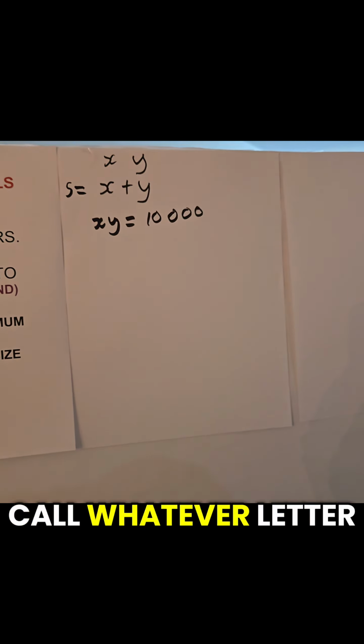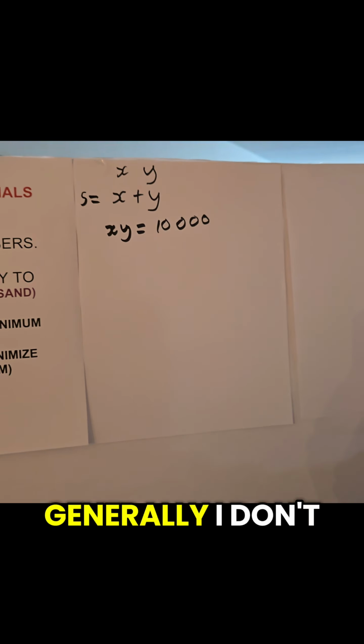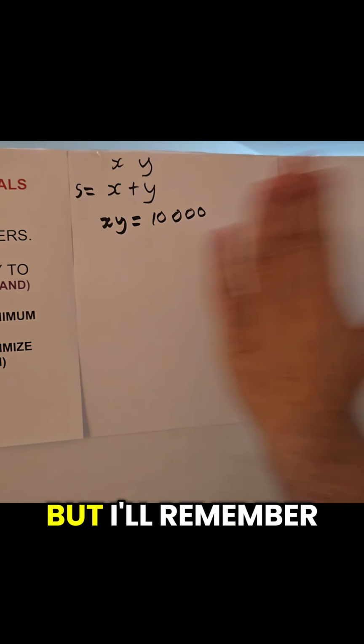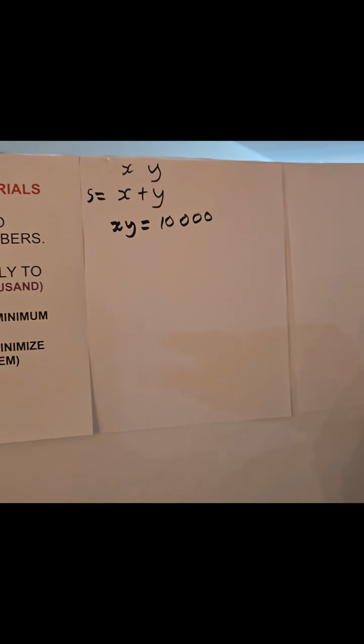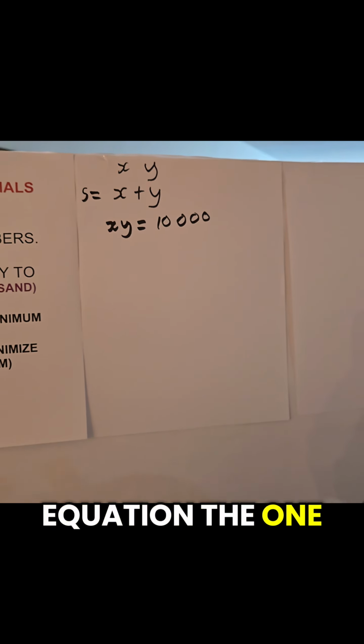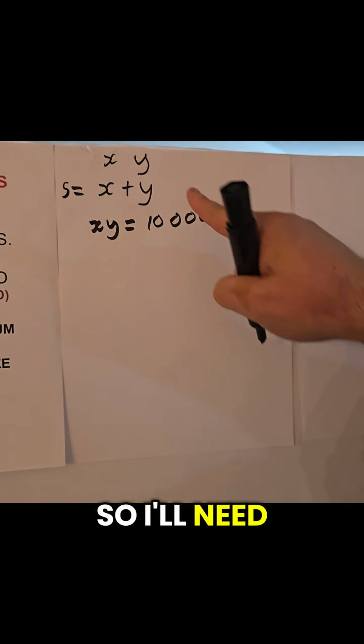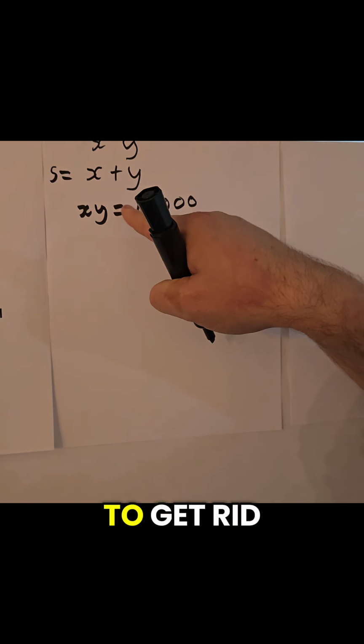I can call whatever letter I want. Generally, I don't like the letter S because I can confuse it with a number 5, but I'll remember that's an S. So that's the equation. The one problem, of course, is there are too many variables. So I'll need to find a way to relate x and y to get rid of one of them.